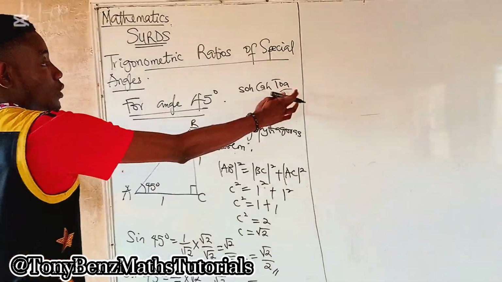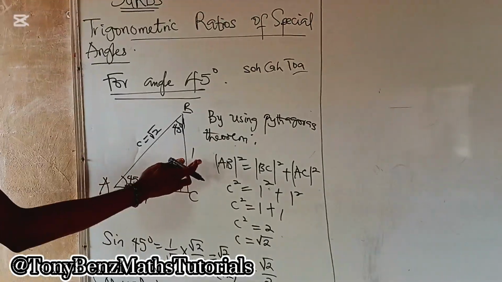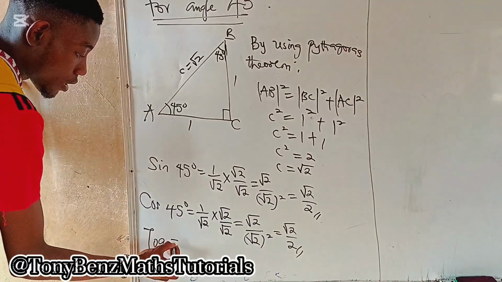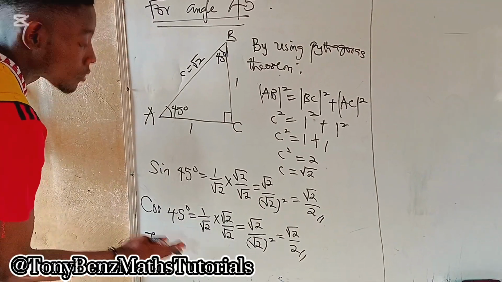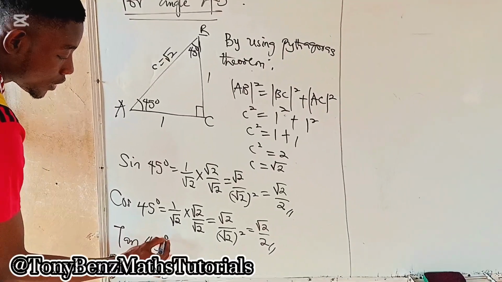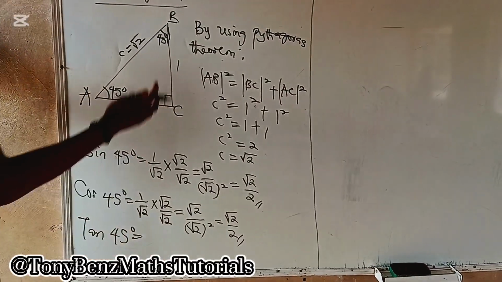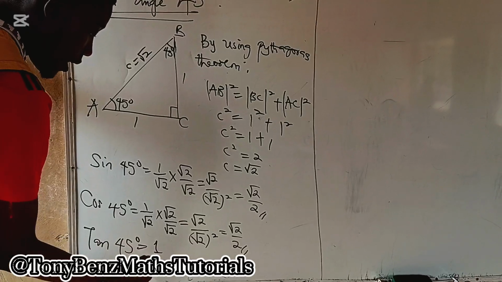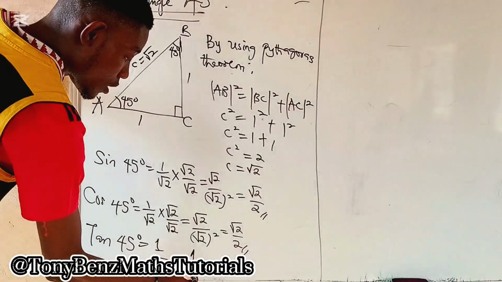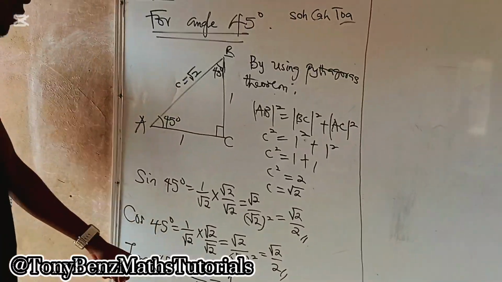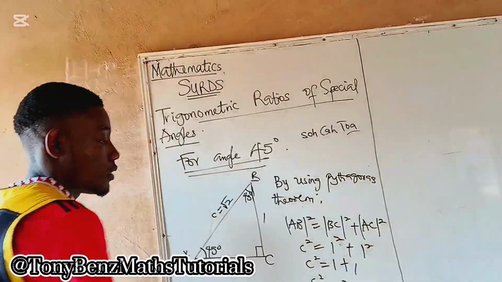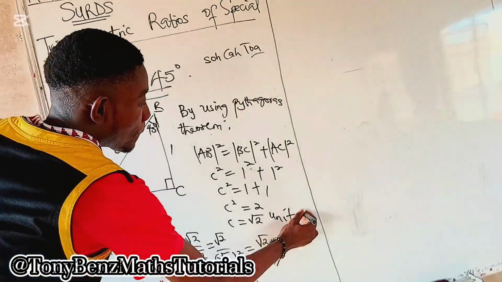Now let's do justice with tan. Tan is opposite over adjacent. This is opposite over adjacent, and this is TOA. Tan 45 degrees is the same thing as opposite, which is 1, over adjacent, which is 1. So 1 divided by 1 is 1. Punch your calculator. Tan 45 degrees is 1. Let's say unit here.